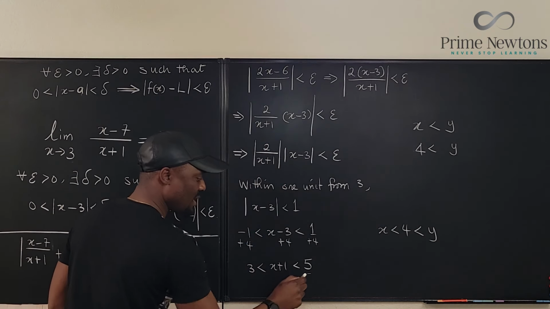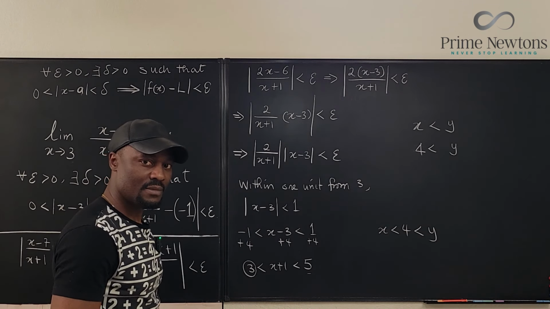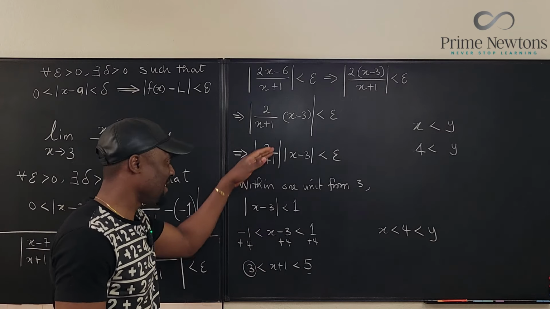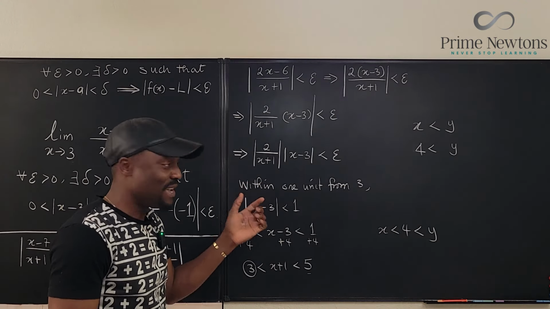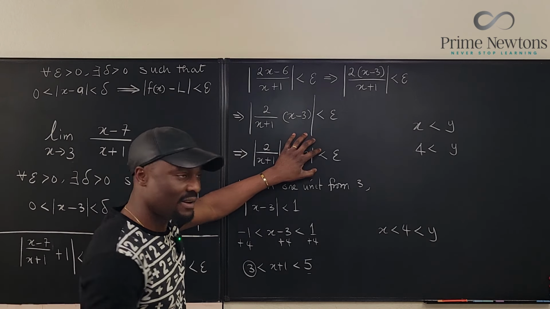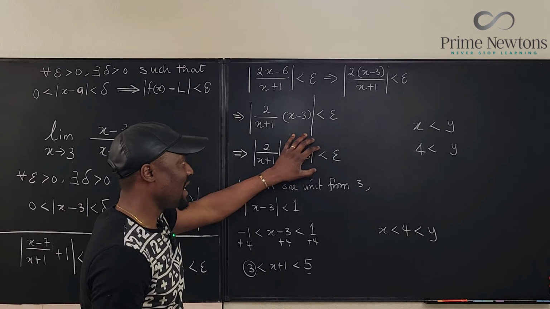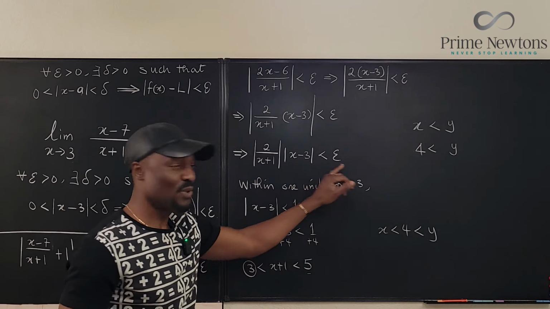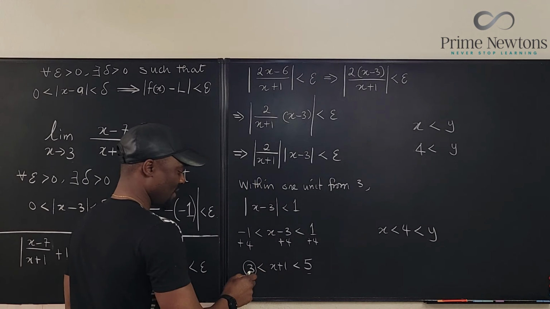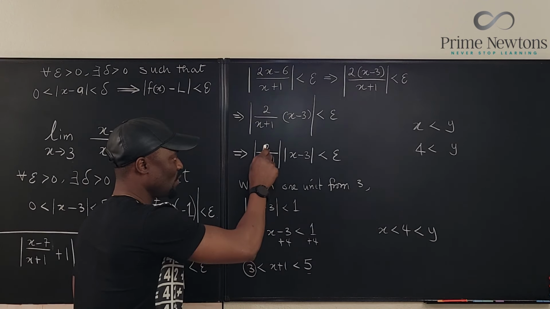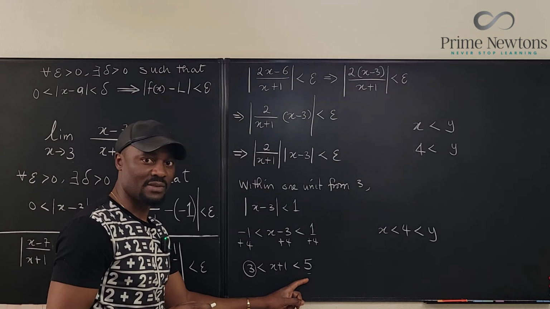So instead of picking this, I'm going to pick the smaller thing. Because it's a fraction, it sounds counterintuitive, but that's the essence of it. I'm trying to make this bigger than x, so that if it is true, then it means the original was also true. So I'm going to replace this x plus 1 with just 3. So this is going to be 2 over 3, not 2 over 5.